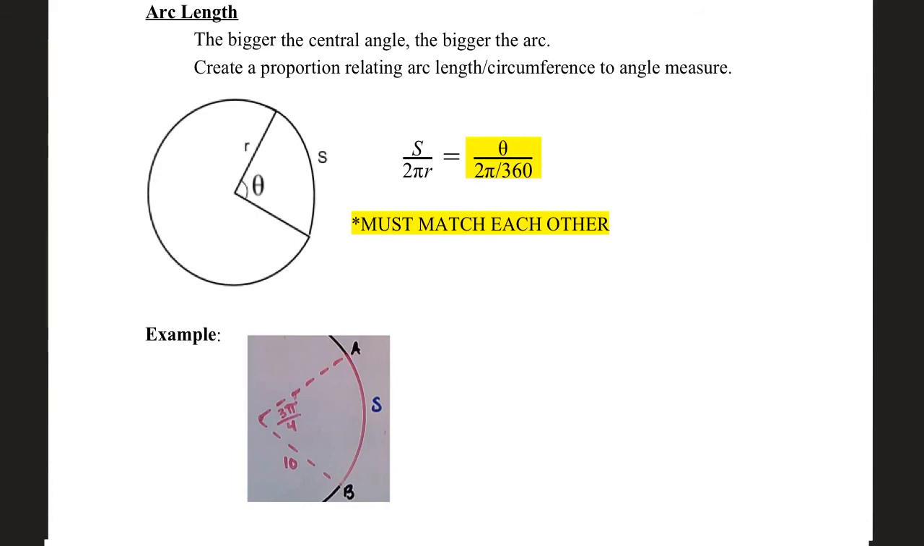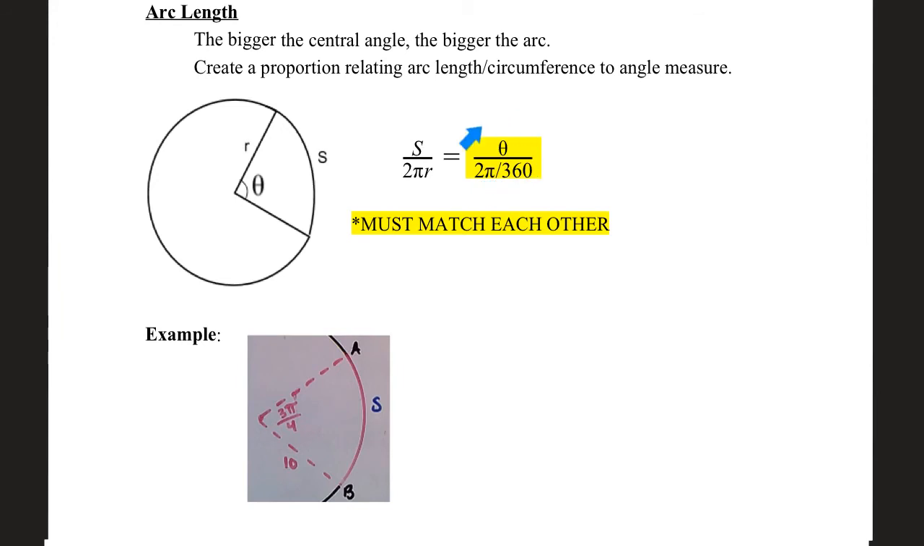So that's arc length. And it says the bigger the central angle, theta, the bigger the arc length. Well, that makes sense. The wider this guy gets, just like a door opening, the bigger this arc length is going to be. So when they increase at the same rate, they are proportional to each other. So we create a proportion. So we have S over 2 pi r. Well, S is the arc length, or the part, and the 2 pi r is the equation for circumference, which is all the way around the circle. So we have part over whole.